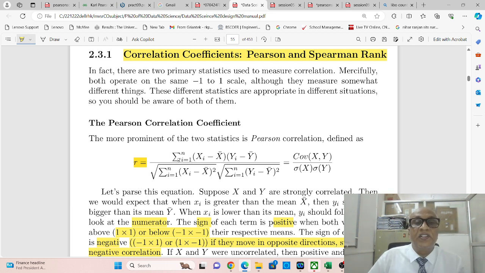The formula is summation of i equals 1 to n of xi minus x bar times yi minus y bar, which is the numerator, divided by the denominator, which is square root of summation of i equals 1 to n of xi minus x bar whole square, times square root of summation of i equals 1 to n of yi minus y bar whole square. Here xi and yi are the data points. X bar and y bar are the means.